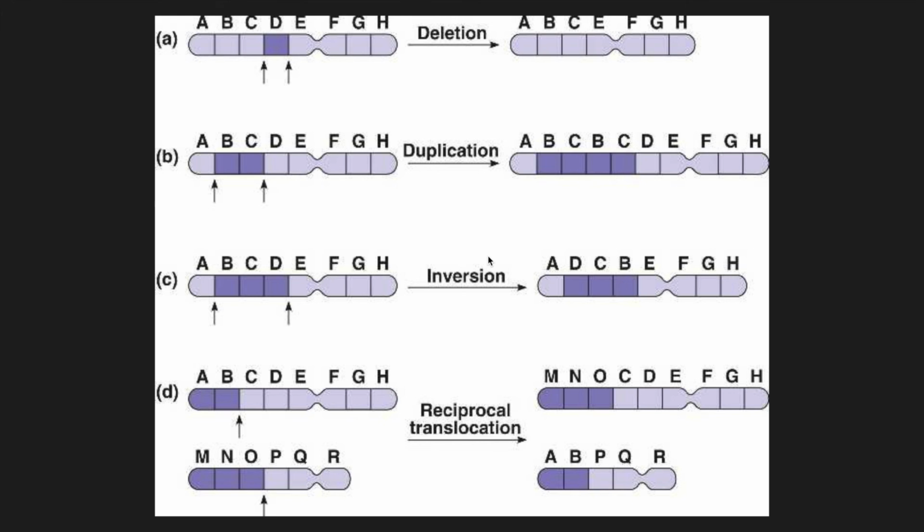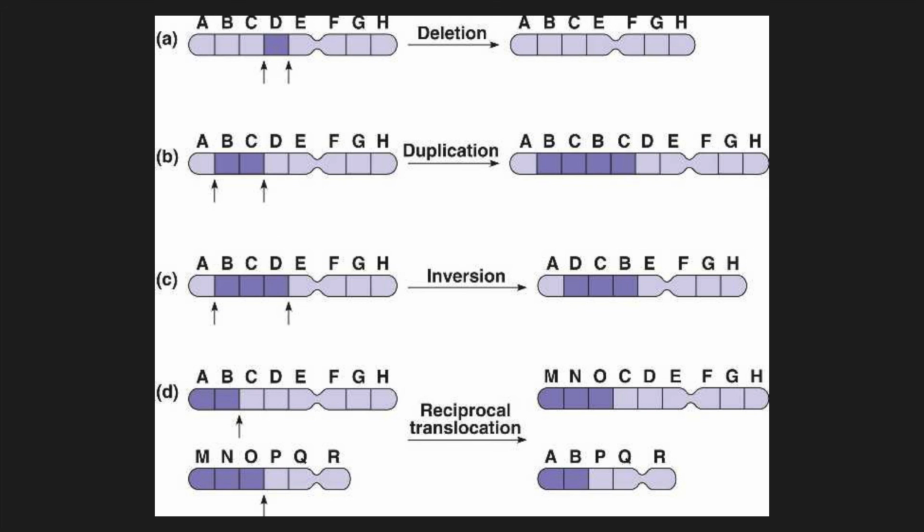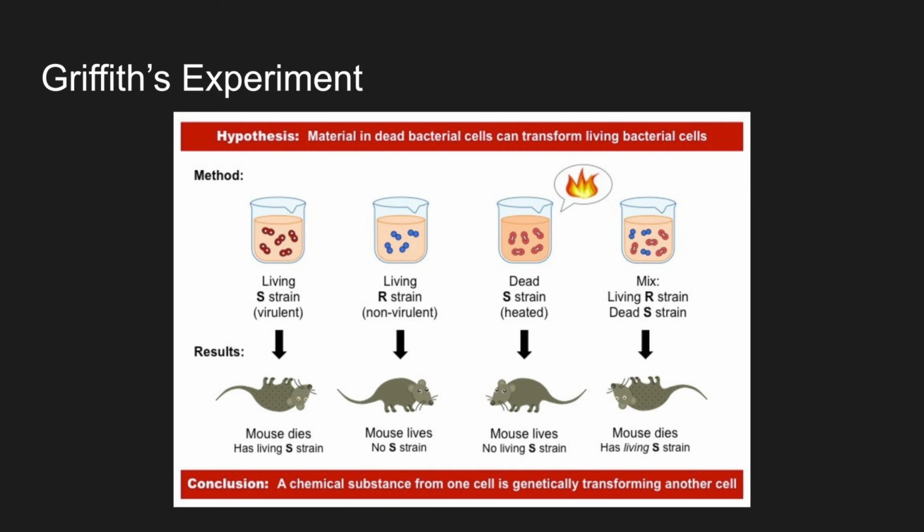So that's inversion. The next one is reciprocal translocation, or just translocation, right? This is when a segment of one piece of a chromosome is swapped out with the segment of another piece of chromosome. So this AB right here is now on this chromosome, and MNO is now on this chromosome. Pretty straightforward. Just keep in mind with inversion, you're talking about a segment and not the whole thing, but that covers the structural alterations in chromosomes, and we talked about the difference in numbers. So the next thing are the experiments.